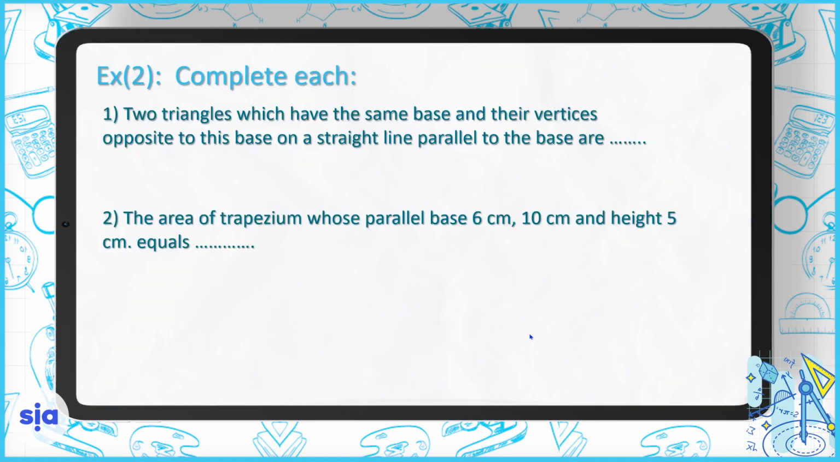Let's move to another type of question, which is complete each of the following. Two triangles which have the same base and their vertices opposite to this base on a straight line parallel to the base are? Yes, excellent. They are equal in areas.